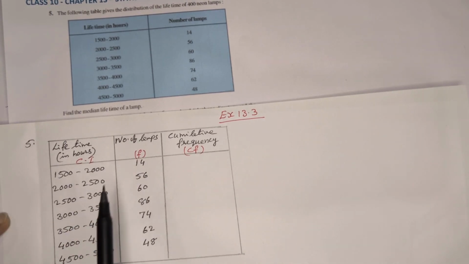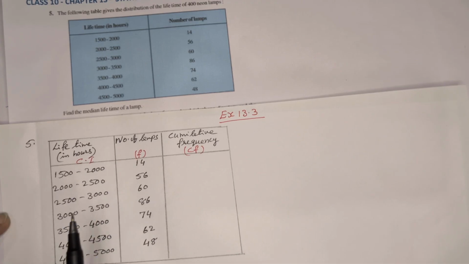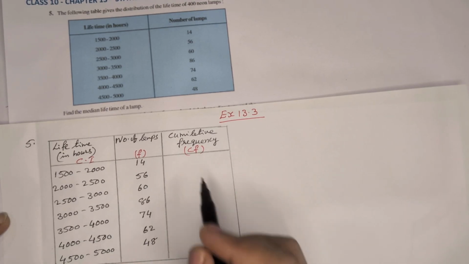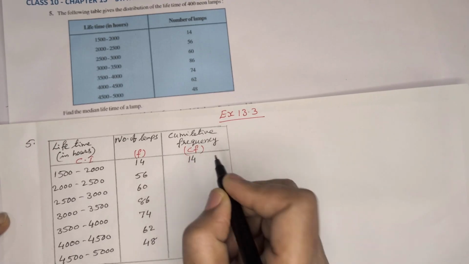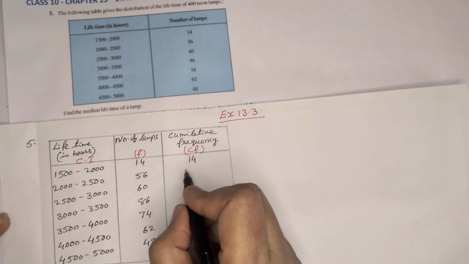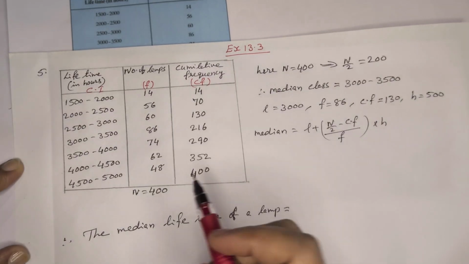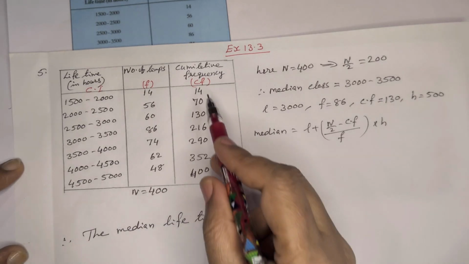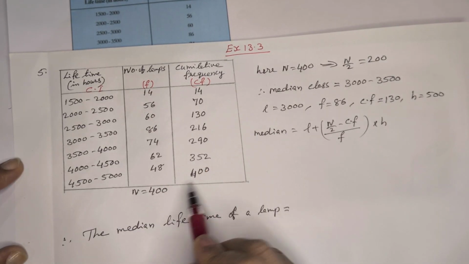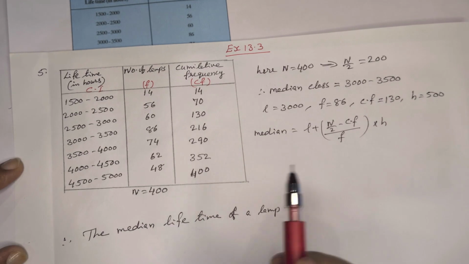Fifth question. The following table gives the distribution of the lifetime of 400 neon lamps. Lifetime in hours, that we can take as the class interval. It's a continuous class interval, and frequency is also given, the number of lamps. First we have to calculate the cumulative frequency. So first number is the same, 14, then 14 plus 56, it will come 70. Here total n is equal to 400, and the last cumulative frequency is also 400, the same as the total.